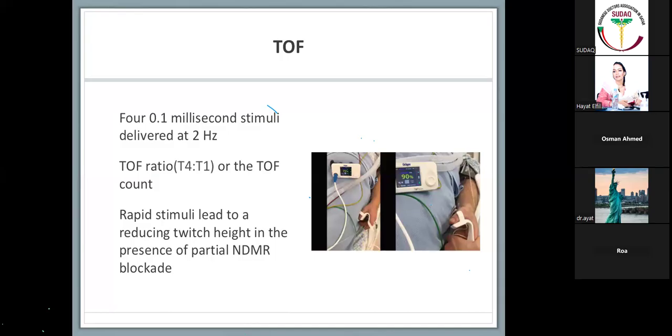Then if the receptor occupancy exceeds 90%, then T4 will disappear altogether, and then it will reappear again. So the train of 4 assesses the degree of deep neuromuscular block and recovery from the block as well. Let me show a graph in a minute so you will be more familiar with it.